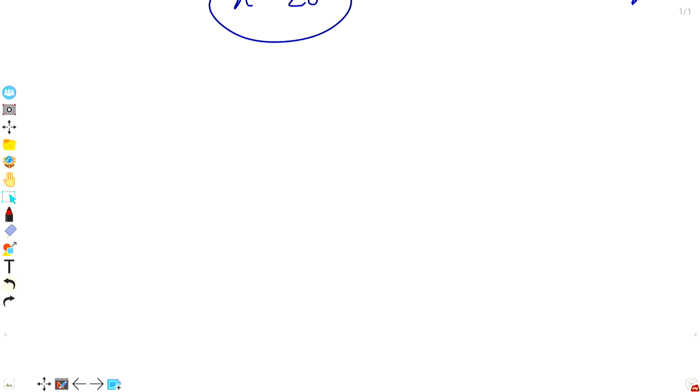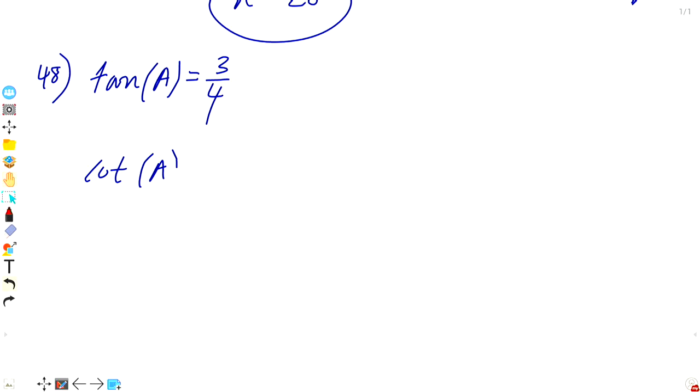Okay, so now 48 here. If tan A is equal to 3 divided by 4, what is cot A? Okay, I'll tell you one thing. I'll give you a few relations here, very important. Note it down. These are coming.